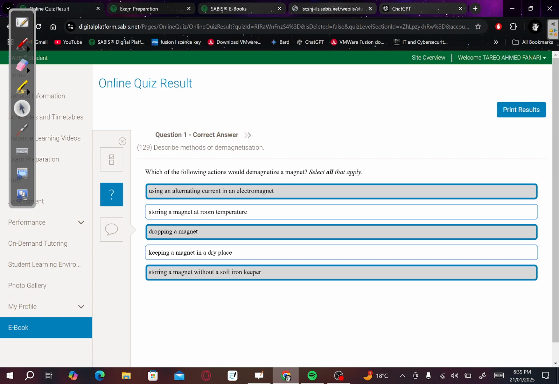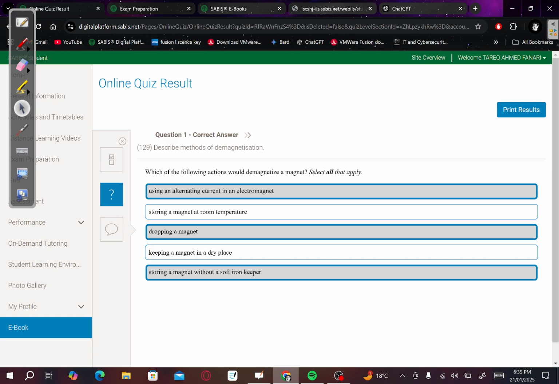Okay, so first of all, using an alternating current on an electromagnet. Okay, this one you memorize. I can't really explain because we didn't take the AC, which is the alternating current, yet. When we do, they probably repeat this, they recap it, and at that point I'll go further into it.